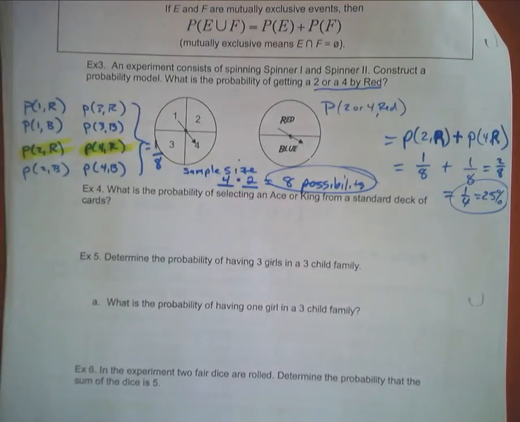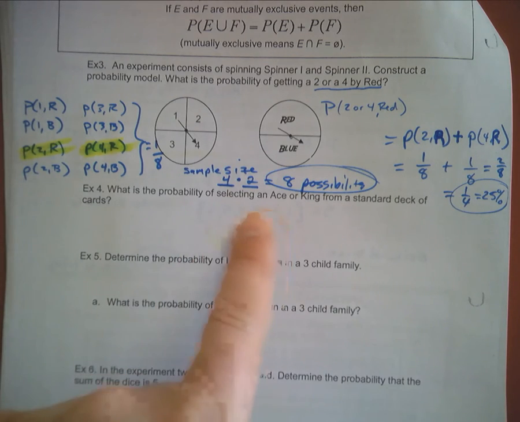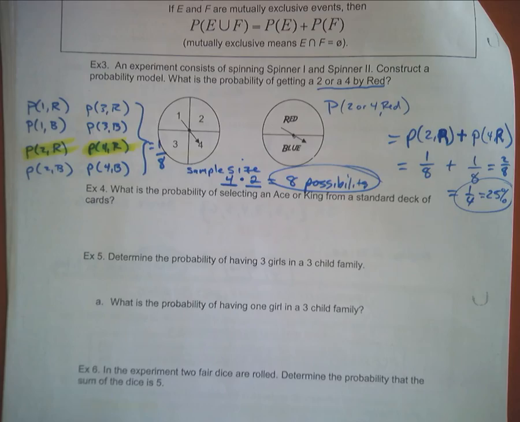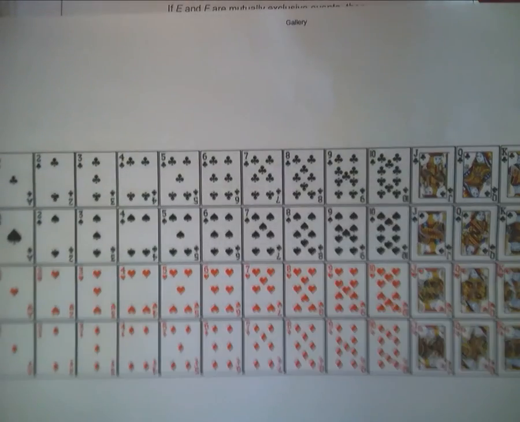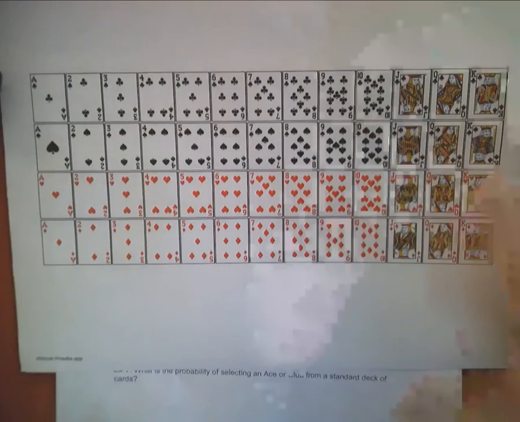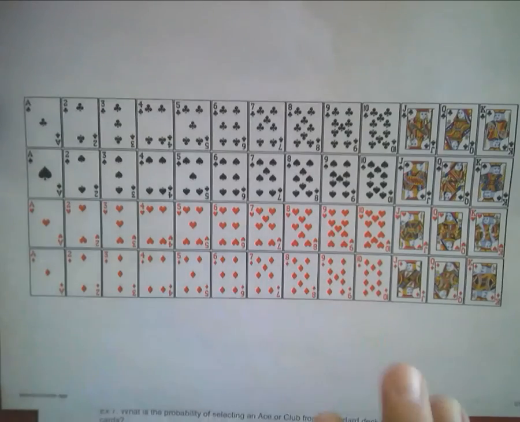And for us to understand example 4, you guys have to have a little bit of a background of cards, because it says, what's the probability of selecting an ace or king of a standard deck of cards? Well, when we look at a standard deck of cards, you have to know a little bit about these things. Now, if you don't know much about cards, you'll be fine, because number one, you can always Google. I literally Googled deck of cards, and this is the first image that came up.